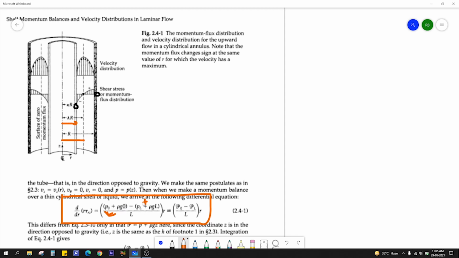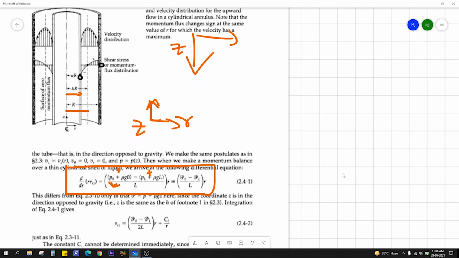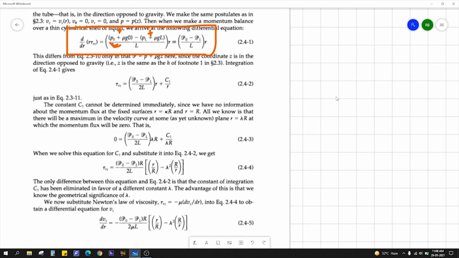See here, plus sign and plus sign, because according to the modified pressure definition, our coordinate system is upward. Earlier it was a downward coordinate system, the z direction was downward, that's why it was negative in the earlier case. But in this case we are doing it in the upward direction, so this becomes positive. So you'll get this. Now the rest is simple, just apply the boundary conditions.